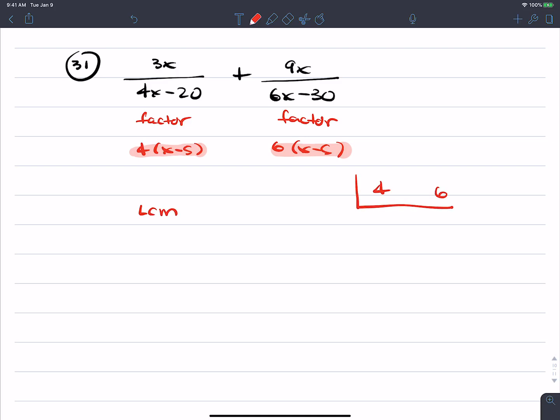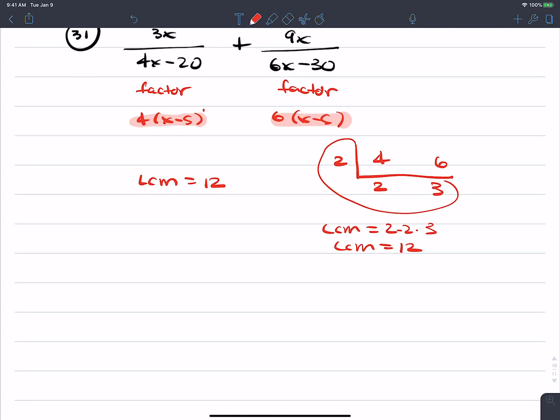We need a prime that goes into both. 2 goes into 4 twice. 2 goes into 6 3 times. We can't repeat the process, so we're done. The LCM for the numbers is 2 times 2 times 3, or my LCM will be 4 times 3, which is 12. That's for the numbers.